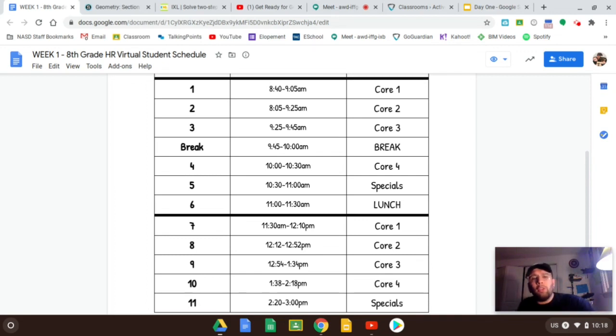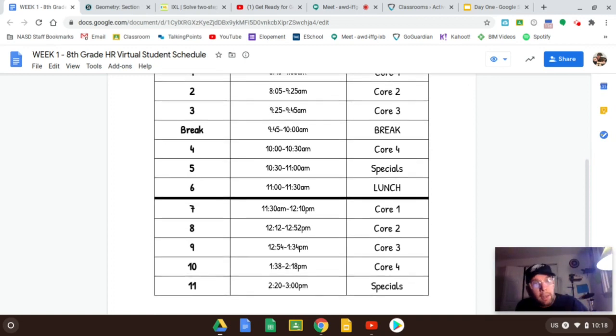So that's how the schedule looks for the first week. Here it is in all of its glory. Again, they have all of their classes in the morning and they repeat those classes in the afternoon. The morning is not live. The afternoon is live, and their day ends at 3 o'clock.